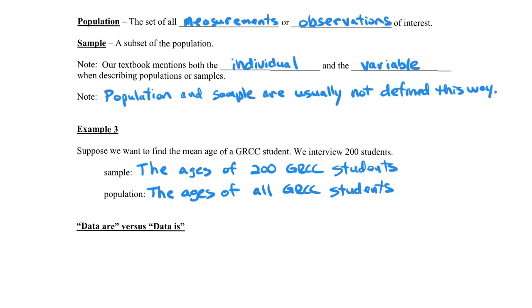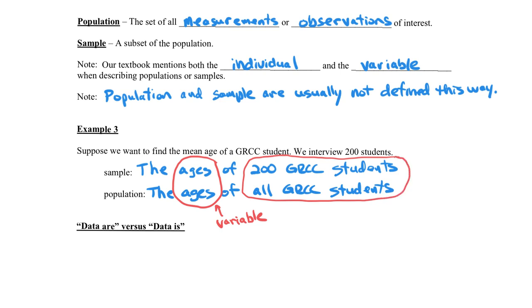So basically we've got this. Right here, we've got the variable. And then we've also got the individuals. These are the individuals. The variable, the individuals, and then the only difference between the sample and the population comes down to this right here. The sample, there's 200 GRCC students. The population, instead of 200, we have all GRCC students.